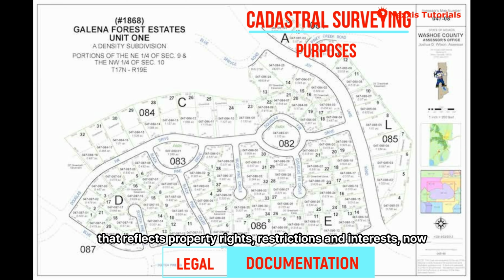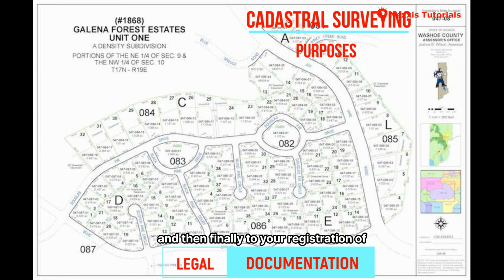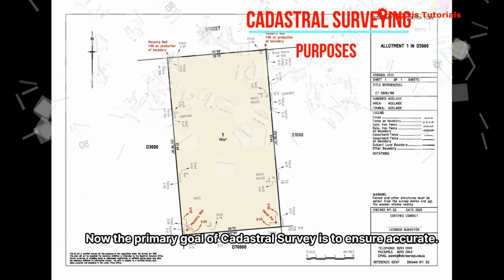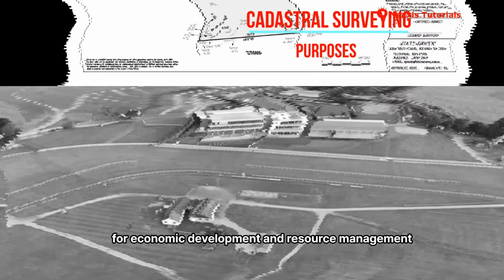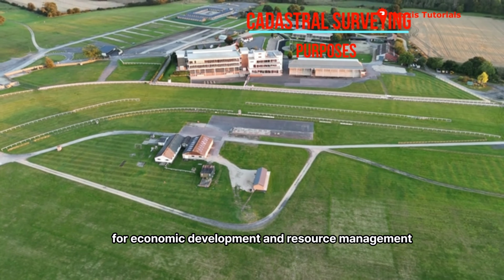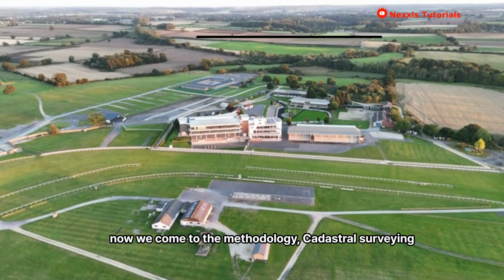restrictions, and interests. Now, when we are done with the survey, we take it to the Lands Commission, which is a body in Ghana responsible for land registration. It goes to the cadastral phase, then indenture, valuation, and then finally to the registration of your land title document. Now, the primary goal of cadastral survey is to ensure accurate representation of land ownership, which is essential for economic development and resource management. Now we come to the methodology.